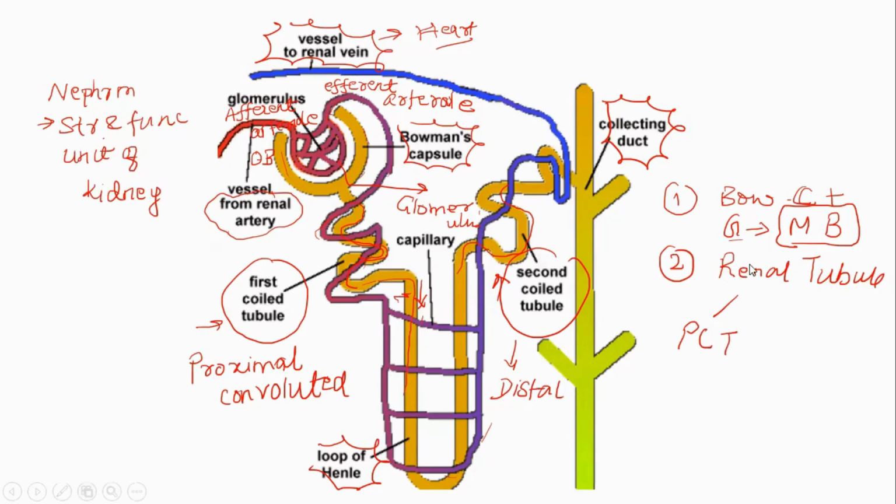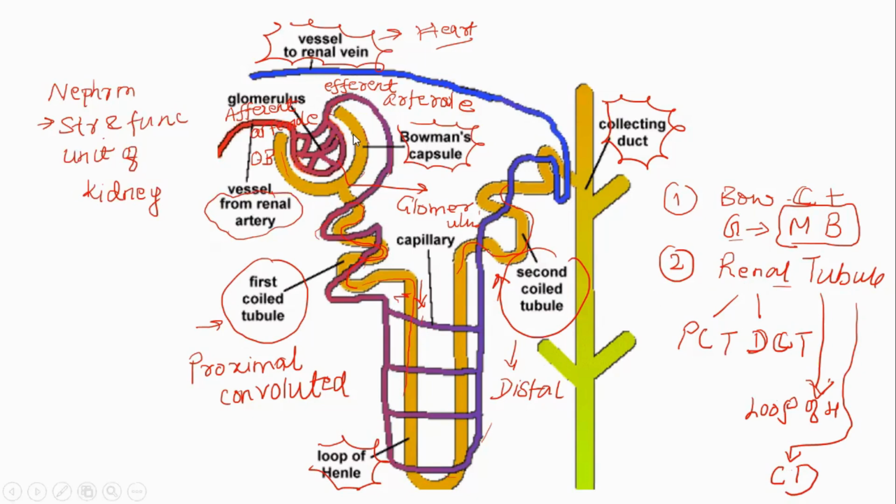It has DCT, it has the loop of Henle, and finally, the collecting duct. So there are four parts inside the renal tubule.